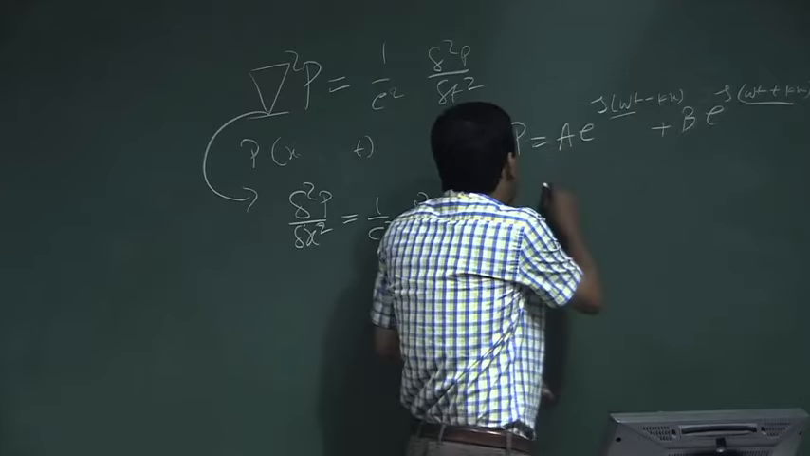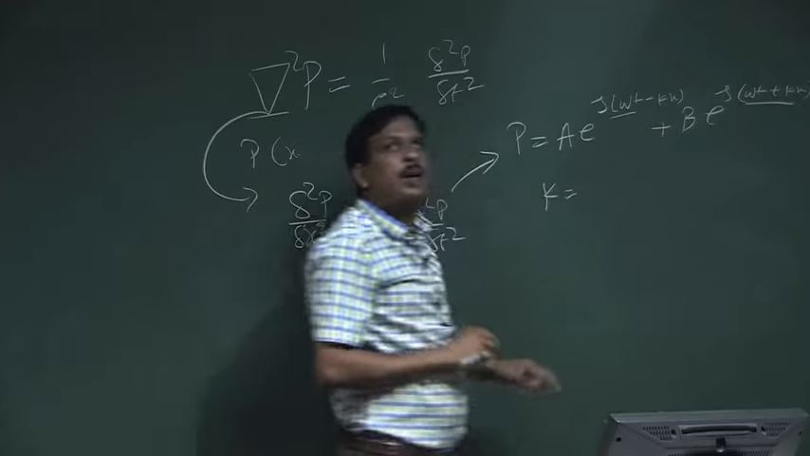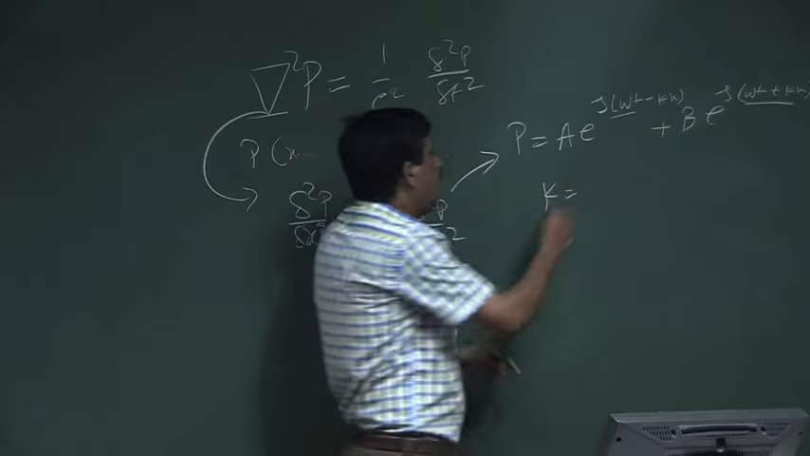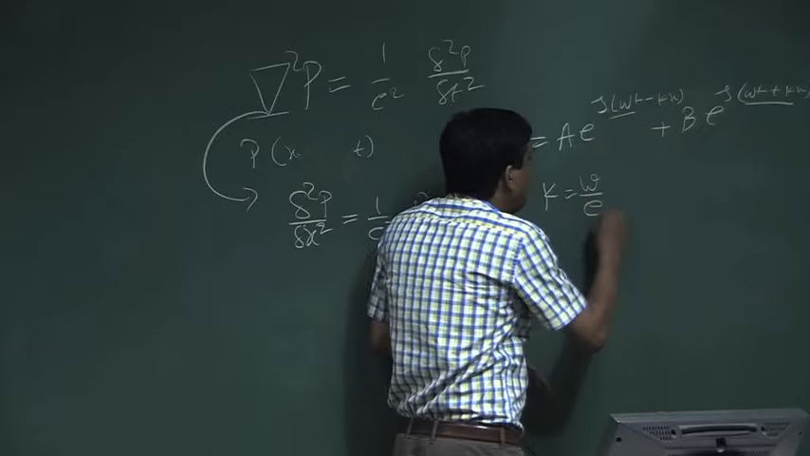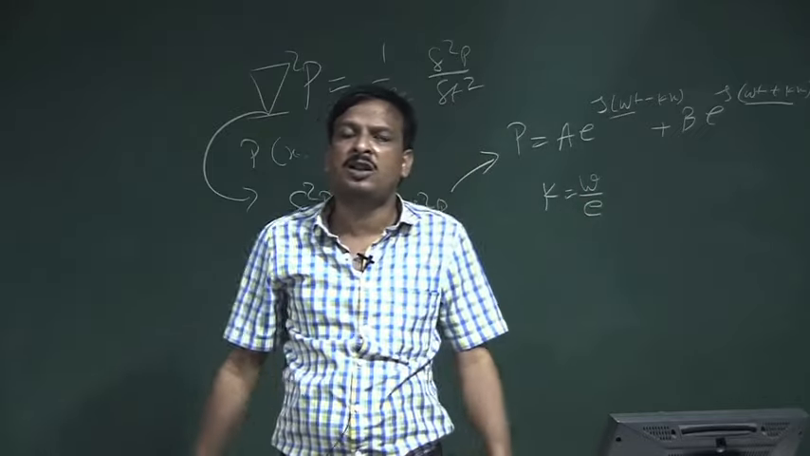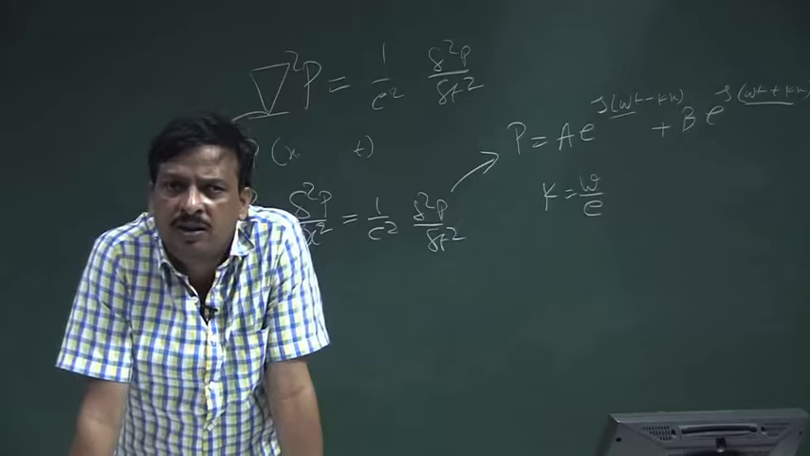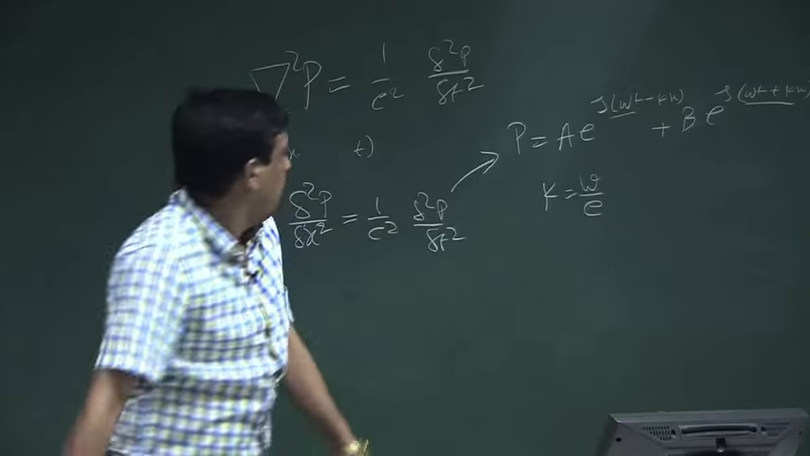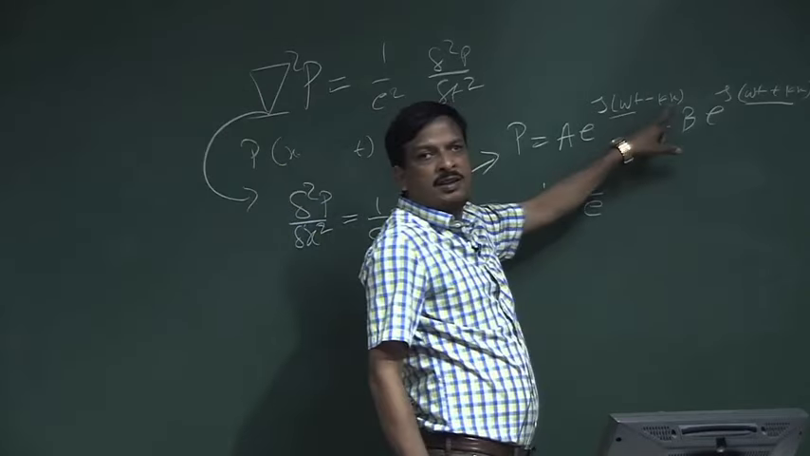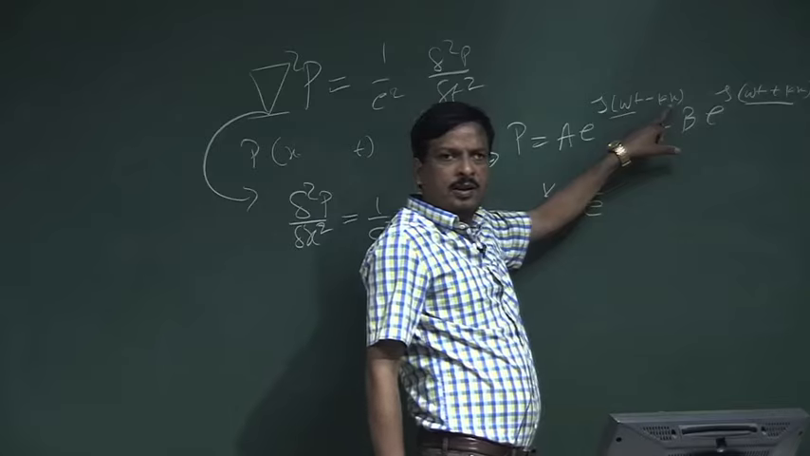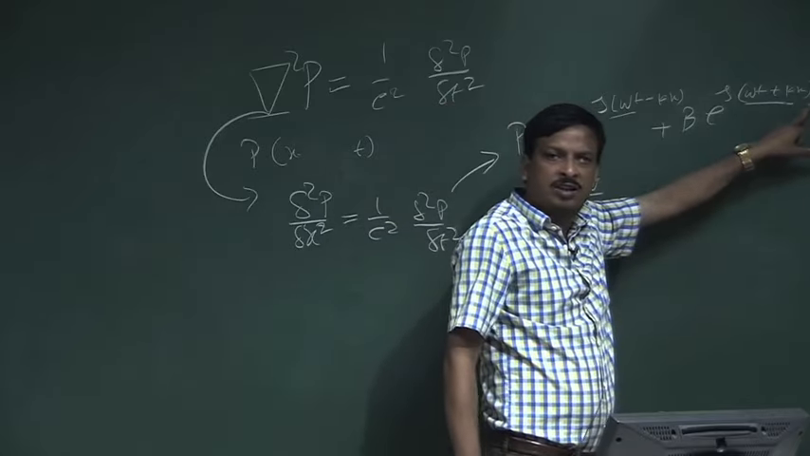What is k? k is nothing but the wave number. So, what is the wave number? Wave number is omega by c. c is the velocity of the sound, omega is the frequency. Okay. So, wave number into x is the total distance traveled by the wave.